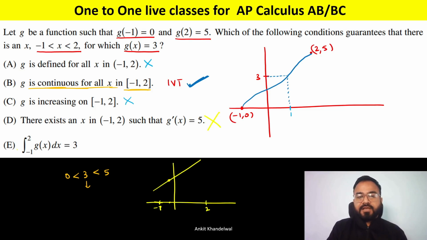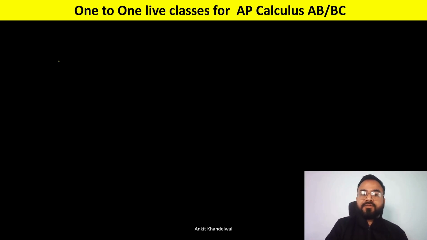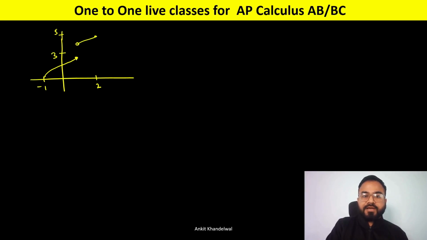And the last option says the integral from -1 to 2 of g(x) dx is equal to 3. This indicates that the area under the curve from -1 to 2 is 3. Now the area under the curve does not guarantee it either. This is -1, this is 2, let's say this is 5 over here and this is 0. The area under the curve could be anything. It could be a decreasing function also, or a discontinuous function, just like we have drawn earlier. It could be like this and it could be like this. So the area under the curve indicates this area and this area, and it does not guarantee that it will take the value 3 for some input value of x.